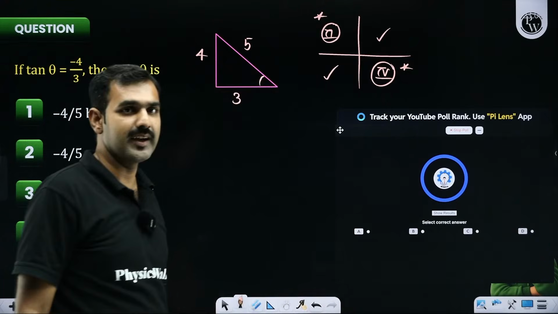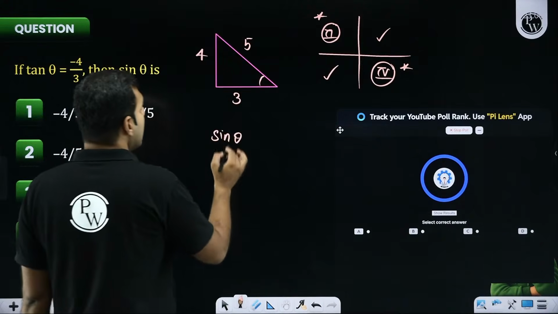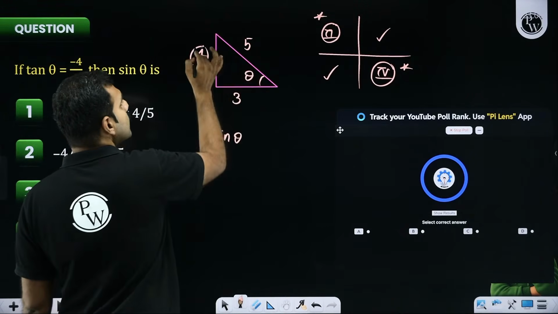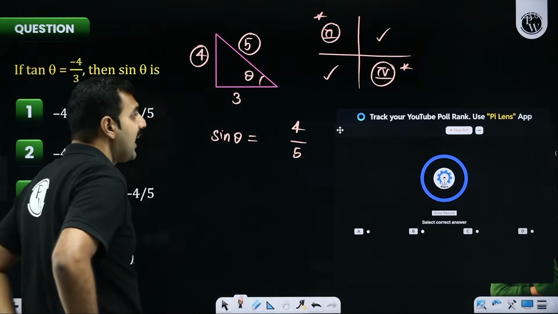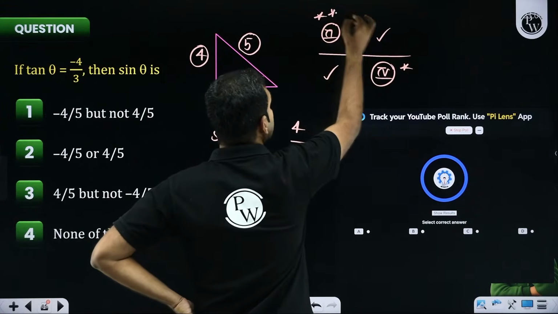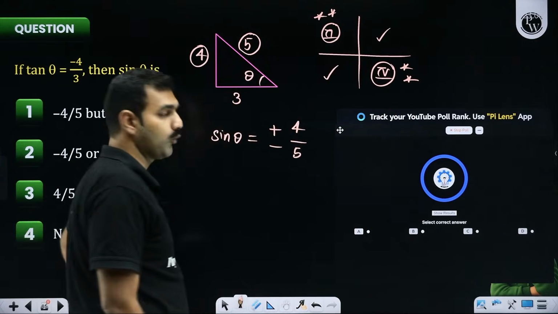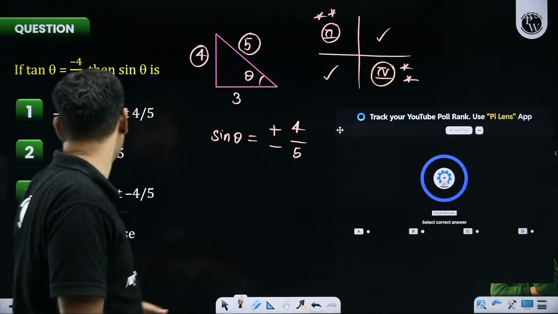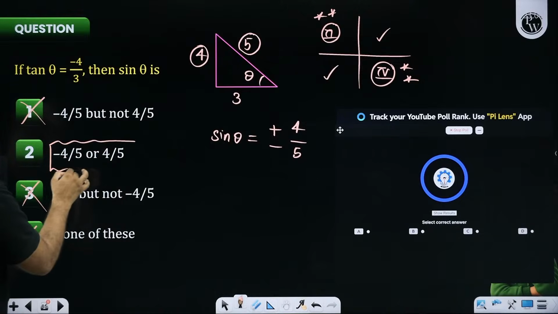Everybody process this idea. So if I'm asked about sin theta, magnitude-wise, it could be 4 by 5. But sir, I don't know which quadrant it is. Because it could be either second quadrant or fourth quadrant. In second quadrant, sine is positive, but in fourth quadrant, sine is negative. So I don't know. Plus 4 by 5 or minus 4 by 5. So what will I say? Not 4 by 5 alone, that is wrong. Option C is wrong. Option D is wrong. I'll say plus 4 by 5 or minus 4 by 5.